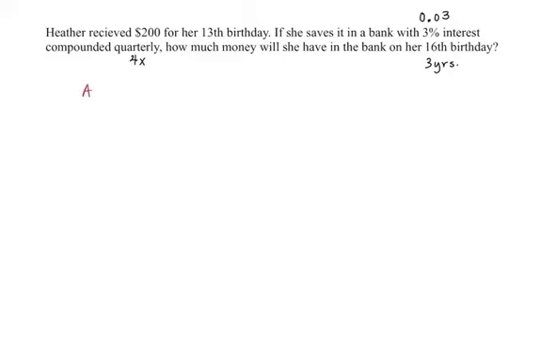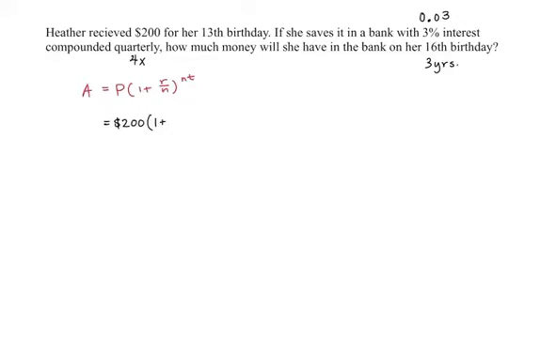Our compounding formula, A equals P times 1 plus R over N, to the N times T. Okay, so A is our total amount of money. P is our initial amount of money. So in this problem, our initial amount of money is $200. We have this 1 here. If it's growing, we're going to add. If it is decaying by a certain rate, we are going to subtract. So here we're going to add because we're growing money.